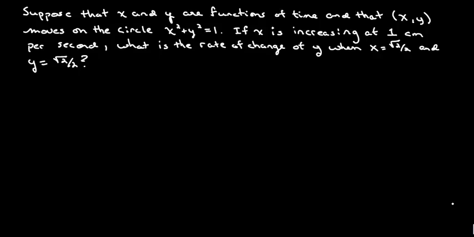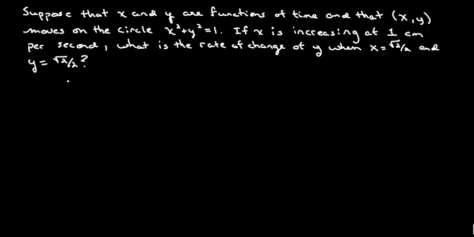So suppose that x and y are functions of time. We're not given specifically what they are, but we just know that as time changes, these two change, and that the point (x, y) moves on the circle given by the radius of 1 centered at the origin. If x is increasing at 1 centimeter per second, what is the rate of change of y when both x and y are equal to root 2 over 2?